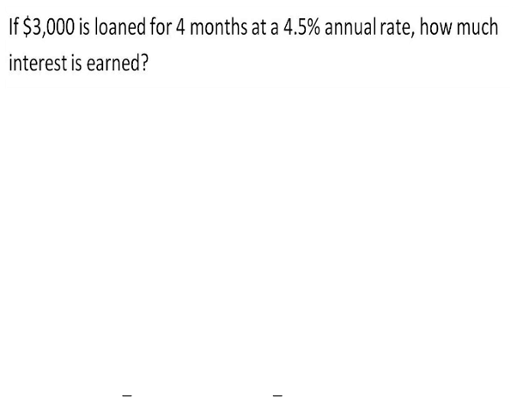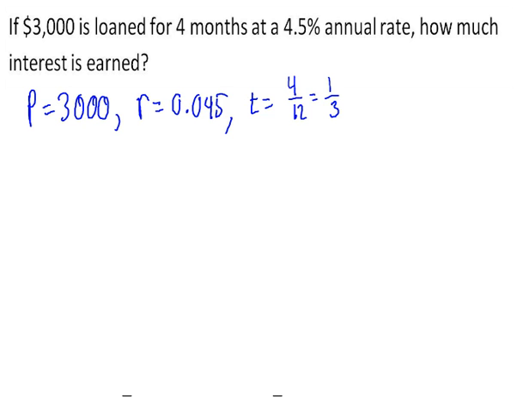Now let's look at an example. If $3,000 is loaned for 4 months at a 4.5% annual rate, how much interest is earned? So for this example, we're told that P is 3,000, R in decimal form is 0.045, and that T, the time in years, is 4 over 12, which would be 1/3, because again, they give us 4 months, not 4 years. And we're trying to find I.